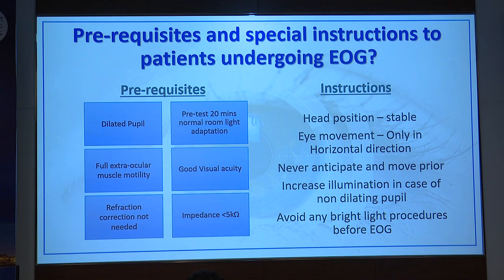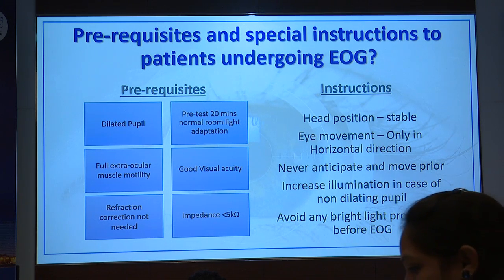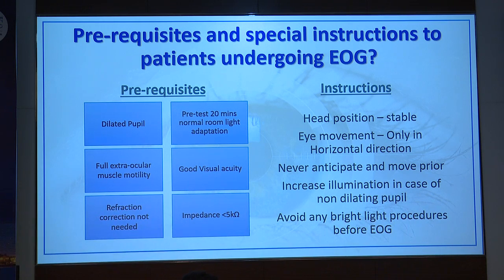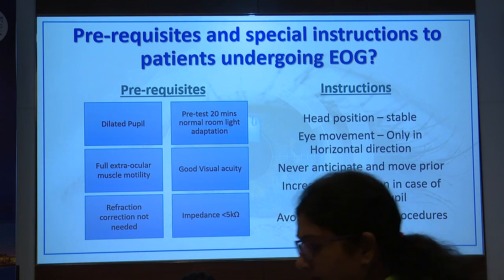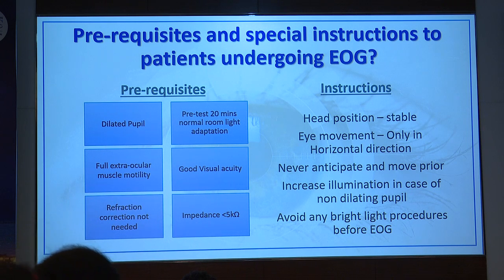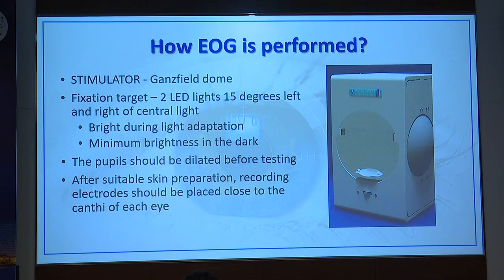What are the prerequisites and instructions? Prerequisites: dilated pupil, pre-test 20 minutes of normal room light adaptation, full extraocular muscle motility, good visual acuity, refraction correction not needed, impedance should be less than 5 to 10 ohm. Instructions: head position should be stable, eye movement only in horizontal direction. Never anticipate and move prior. Increase illumination in case of non-dilating pupil, and avoid any bright light procedure like FFA before EOG.